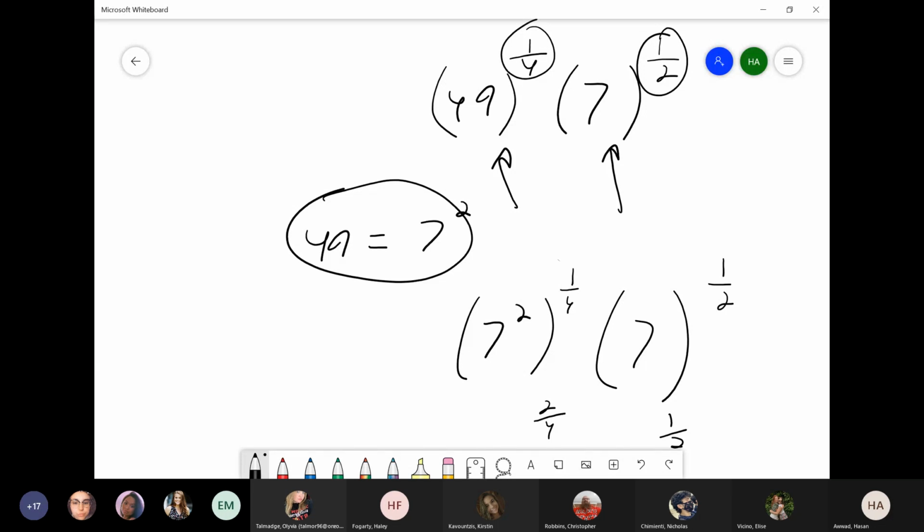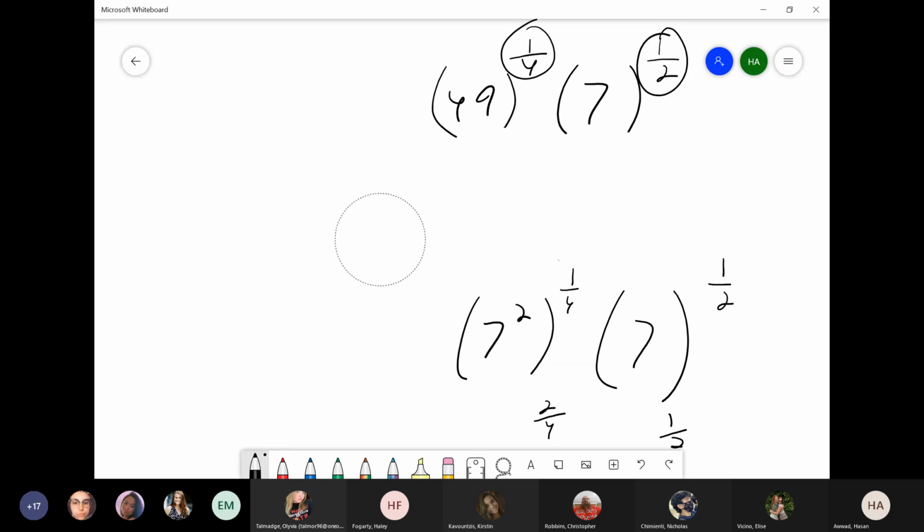Now, I also want to note that there's a different way of doing this. You can also try to manipulate the 7 instead of manipulating the 49, but it's needlessly annoying to go through that process.